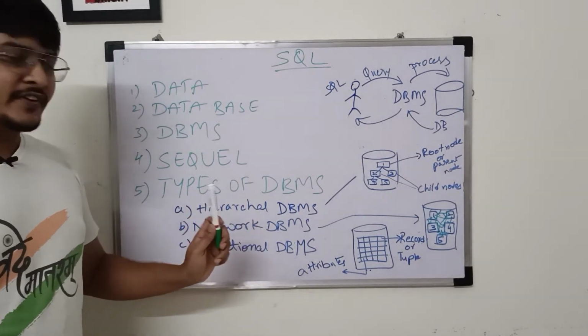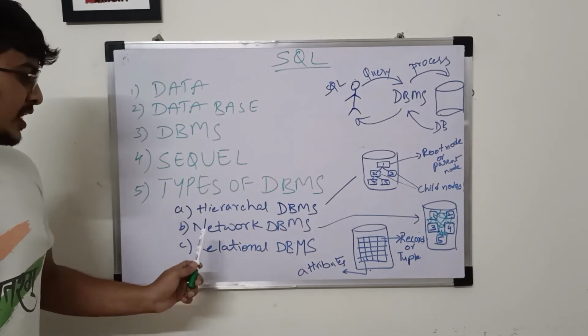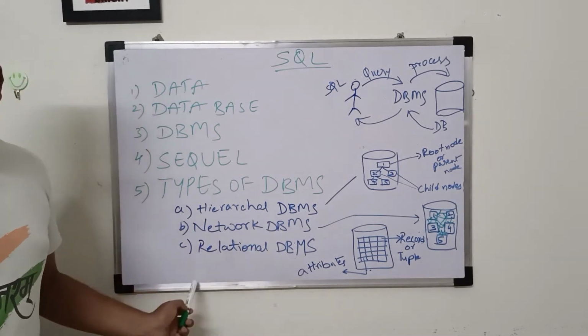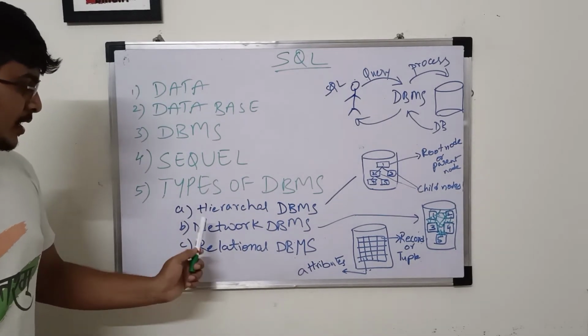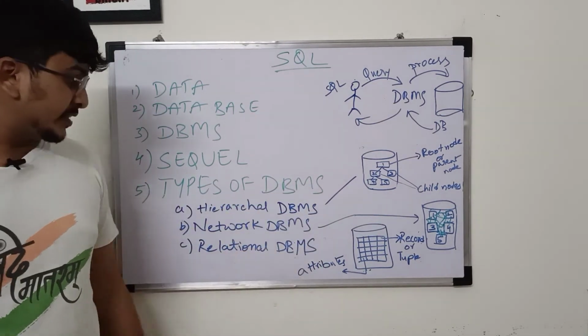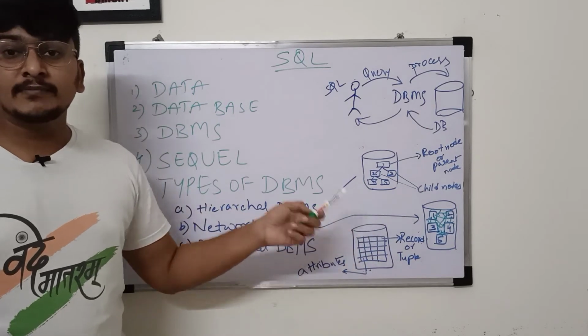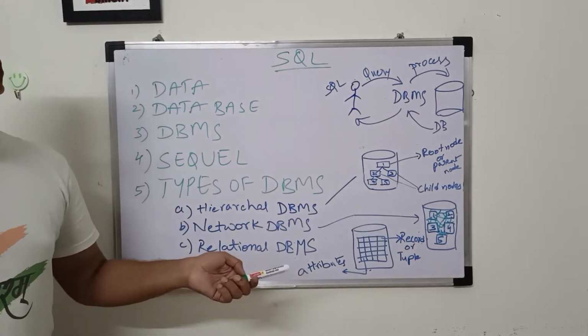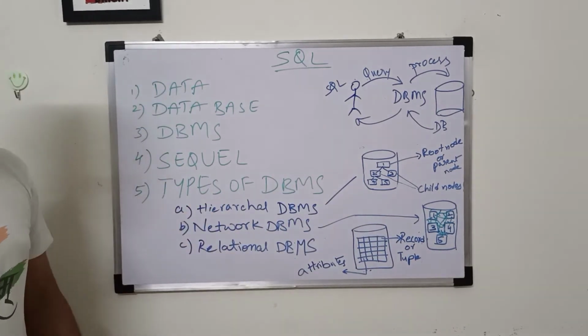After the network database management, we use the relational DBMS. Why do we use relational database management? Because if there are a large number of nodes or networks, it becomes clumsy and complicated to communicate the data. So we use the relational database management system.